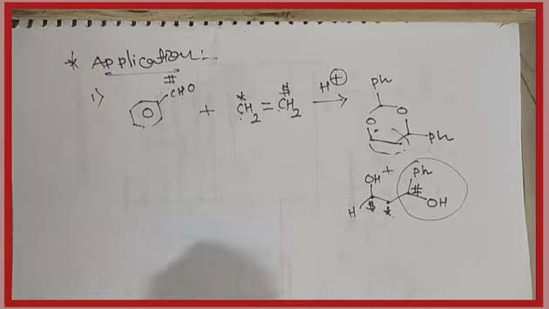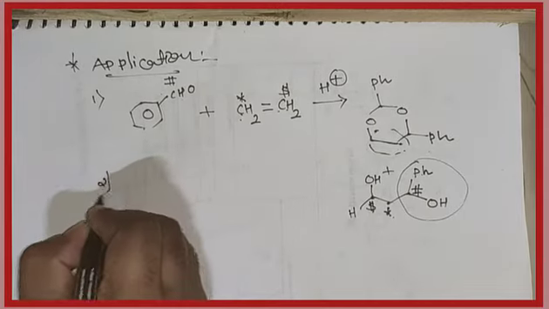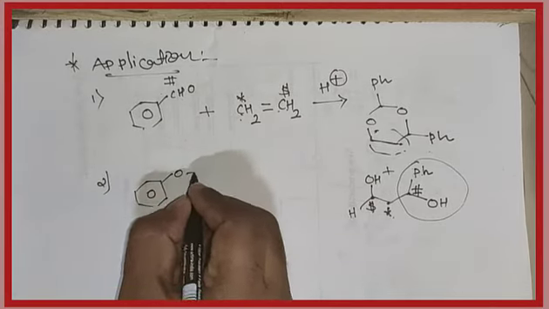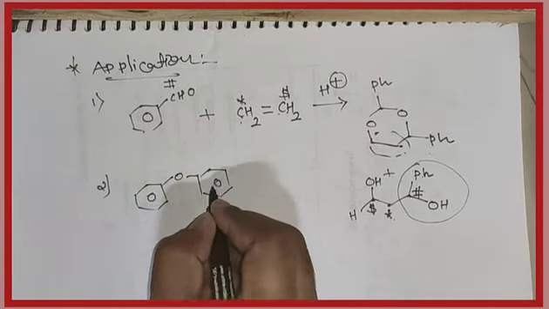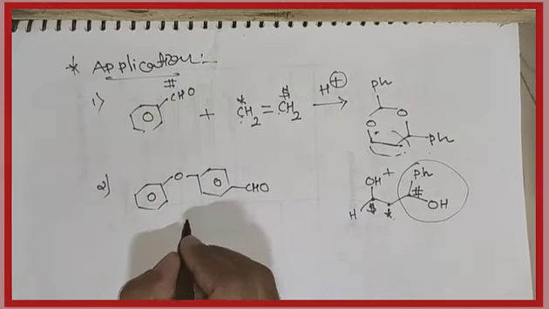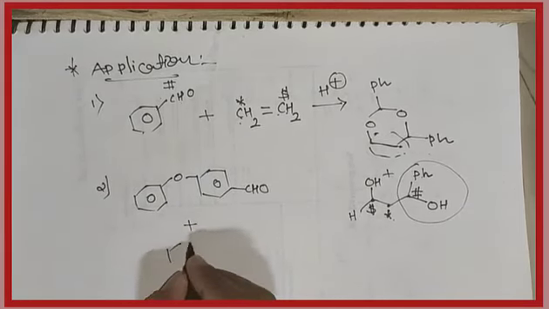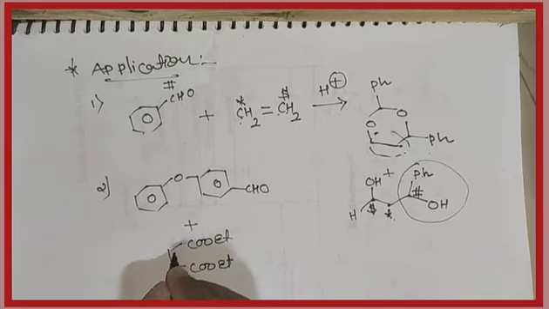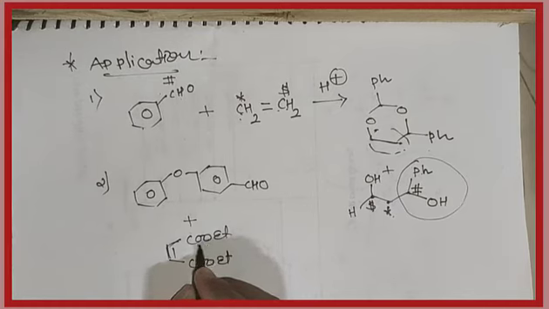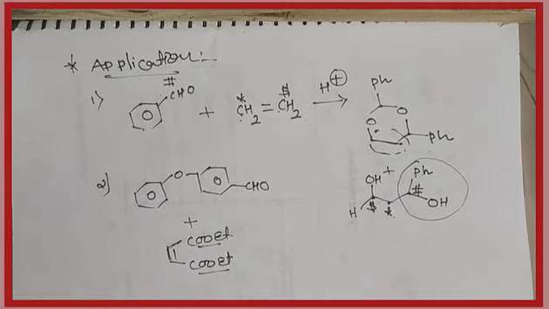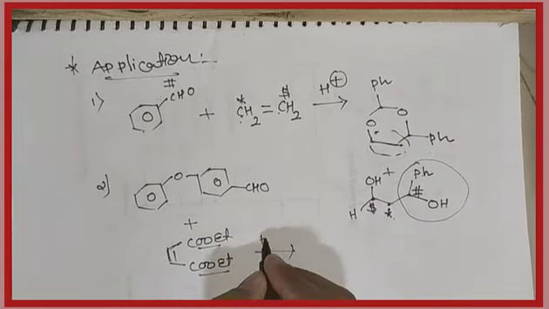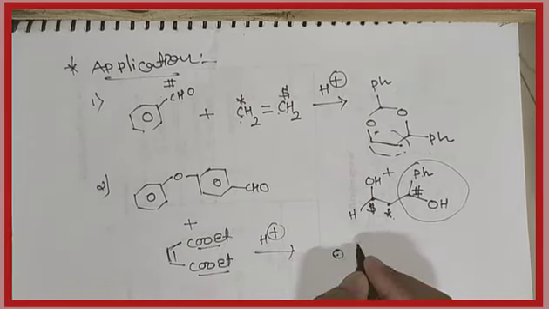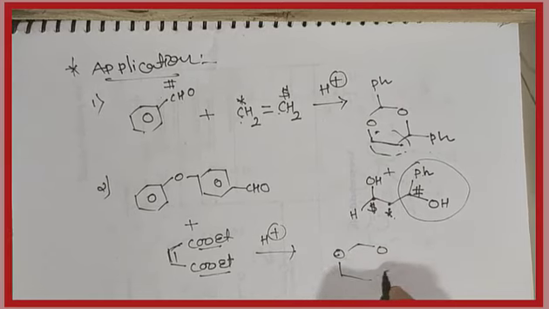So now we are moving towards the second application. Suppose I am taking the carbonyl group like this, a phenoxy aldehyde. Suppose the phenoxy aldehyde reacts with this type of material. It is also an alkene, but I am just putting the COO part over here. So two products are formed when we go for the Prins reaction. First one is the 1,3-dioxane. So first write the basic structure of 1,3-dioxane.